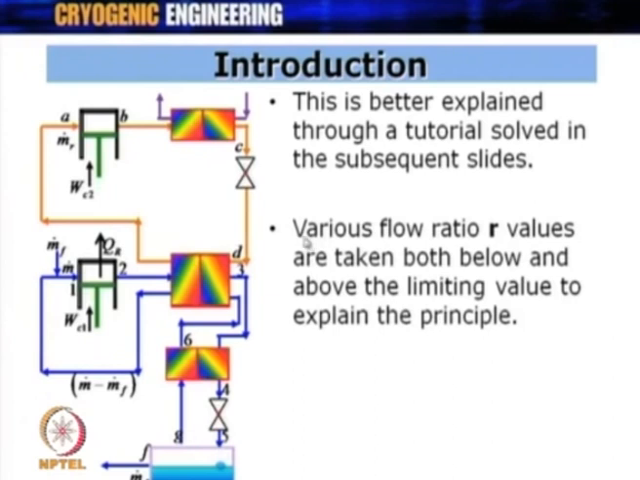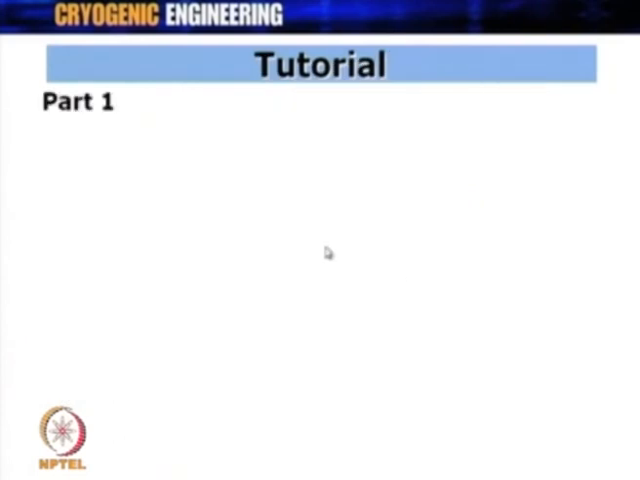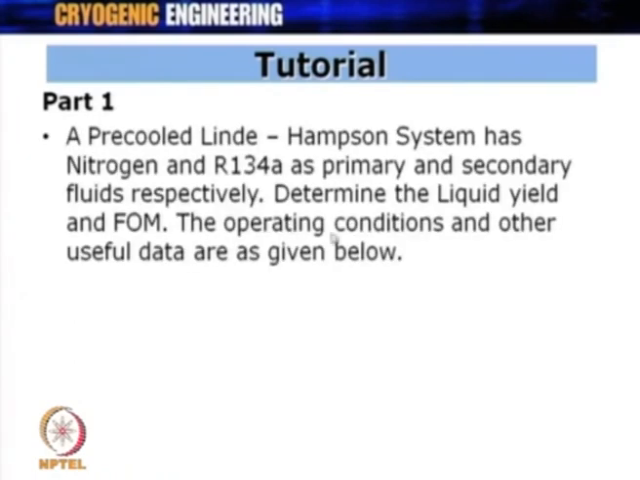In this problem, various flow ratio R values are taken, both below and above the limiting value, to explain the principle of R, or the dependence of the entire performance of this circuit on the value of R. So, a tutorial is taken here, and this tutorial has two parts. Part 1 is this. The statement is like this: a pre-cooled Linde-Hampson system has nitrogen and R134A as primary and secondary fluids respectively. You understand nitrogen is the working fluid, and R134A is the precoolant.